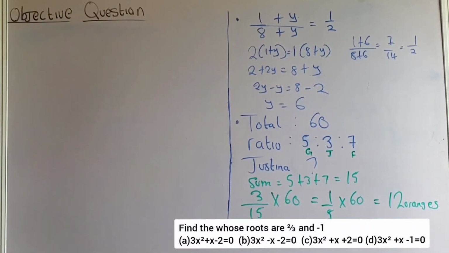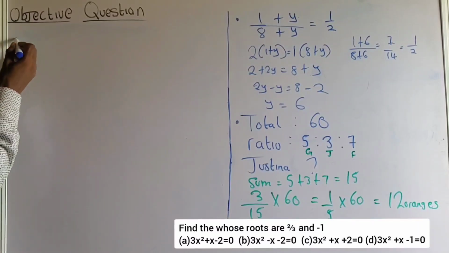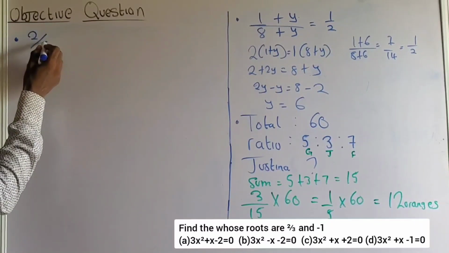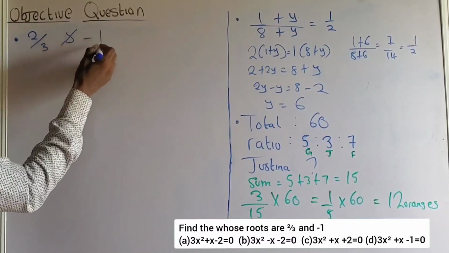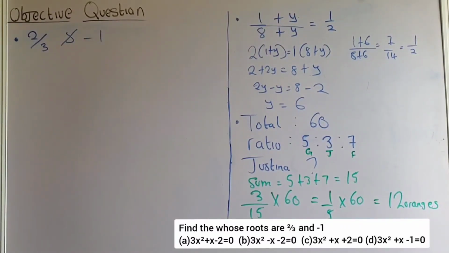Find the quadratic equation whose roots are 2/3 and -1. We are asked to find the quadratic equation whose roots are 2/3 and -1. You can construct the quadratic equation by reversing the case. I'm very sure you are well versed with the factorization method of solving quadratic equations. You are going to use that method.